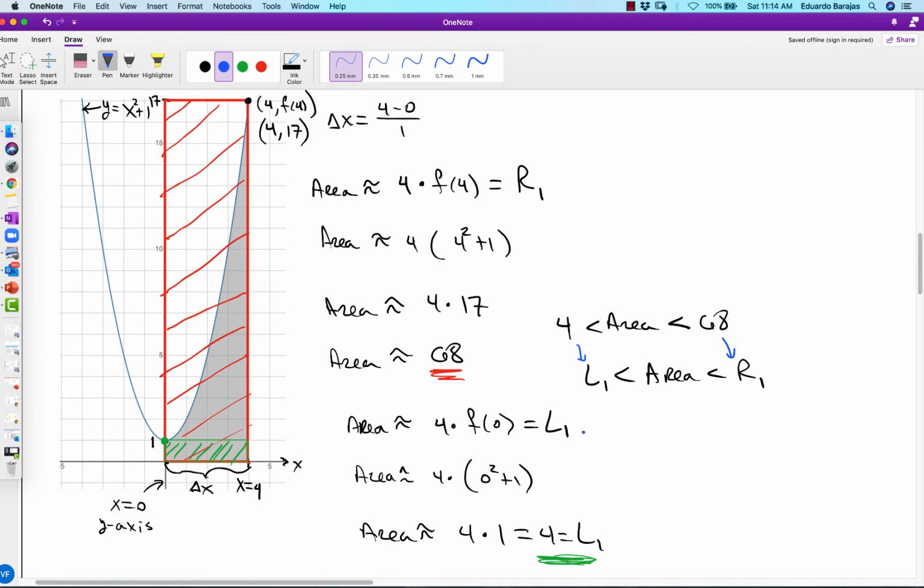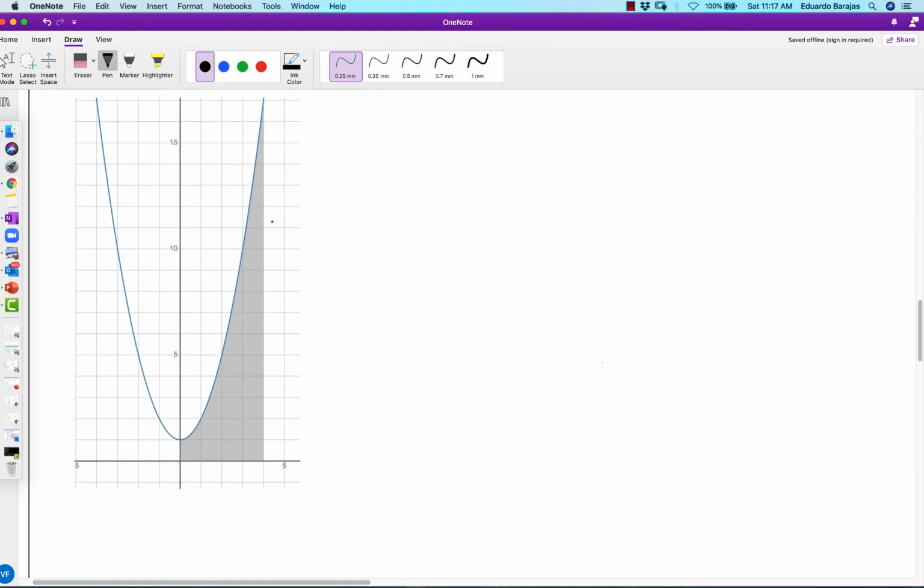Okay, well, let's move on to a better approximation. We're just trying to establish a pattern. Clearly this is way off. We want to do a better approximation, and to do a better approximation we've got to include more rectangles. Okay, so now let's try doing this with 2 rectangles.